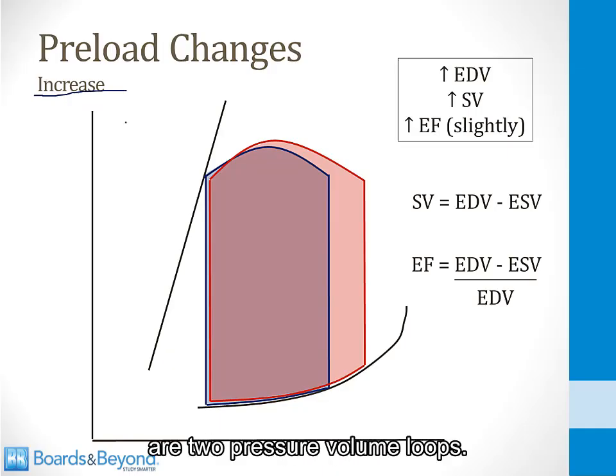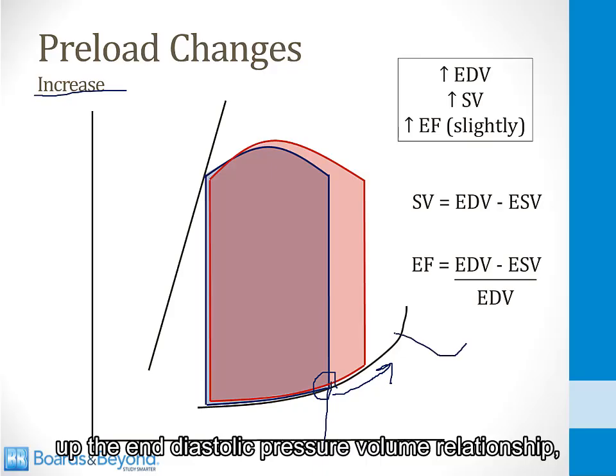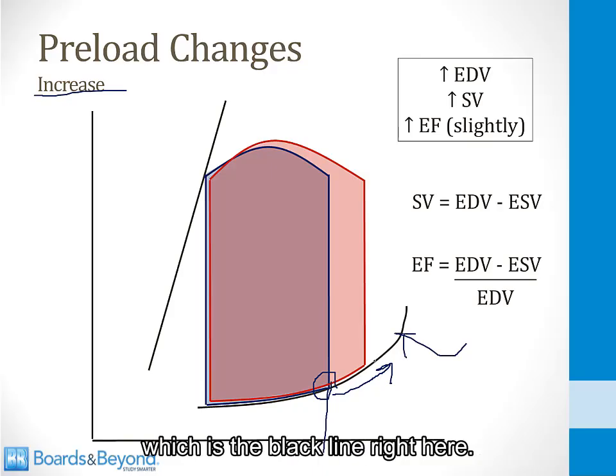Shown on the screen are two pressure volume loops. The blue loop is the baseline state, the red loop is from a heart with increased preload. And this is very easy to understand if you remember what I told you before. The end diastolic volume, which is the volume at this point right here in the blue loop, represents the preload. So if we increase preload, we simply move to a point a little bit further up the end diastolic pressure volume relationship, which is the black line right here. Therefore, this represents a higher end diastolic volume and a higher preload in the red loop.